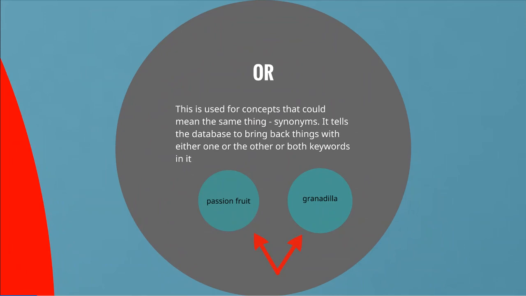Next is or. Or is used for concepts that mean the same thing, so these could be exact synonyms or they could be conceptual synonyms. It tells the database to bring back things that can have one or the other or both in it. So it doesn't really matter. For example, we've got passion fruit or granadilla. You can go passion fruit or granadilla and it'll bring back things with both of those in.